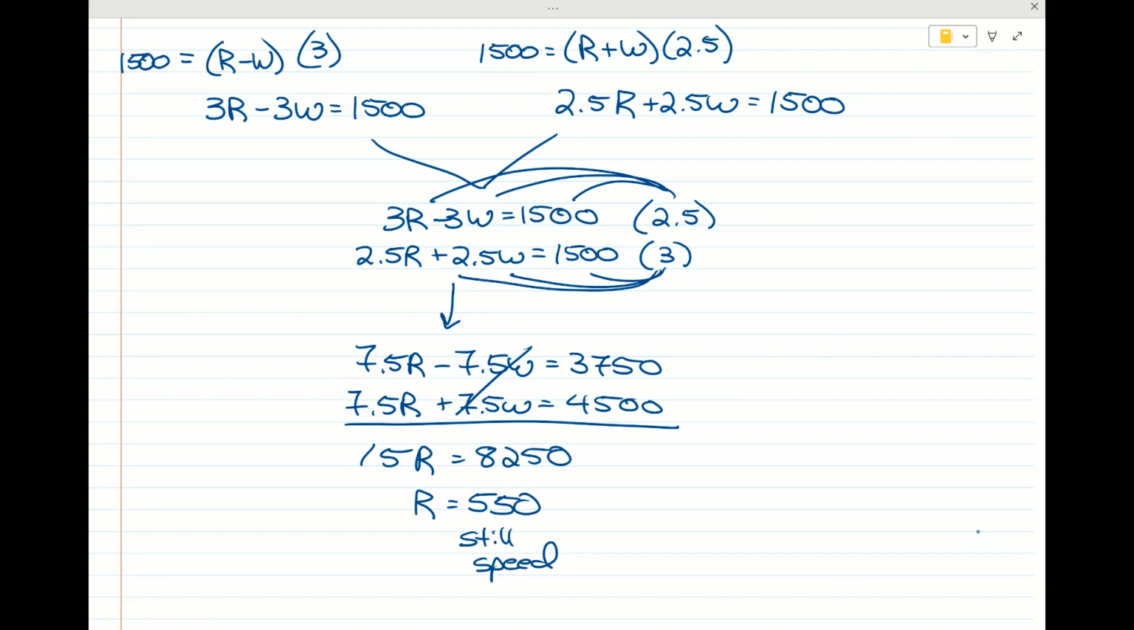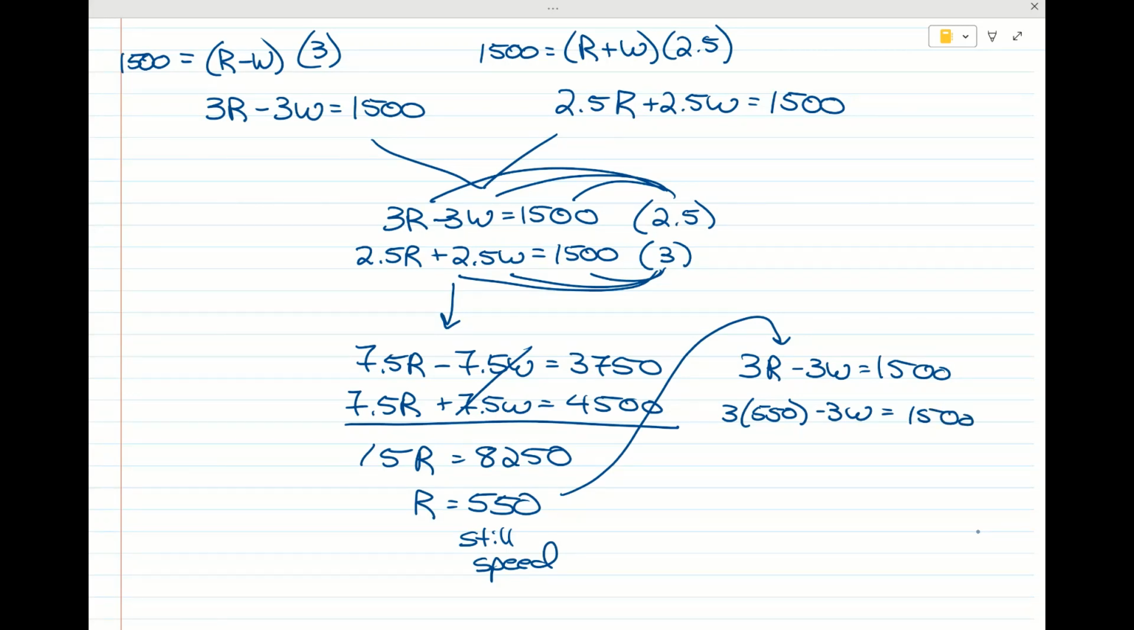And then if we want to find the speed of the wind, 3r minus 3w is equal to 1500. I'm just going to replace r here by 550. And this gives me 1650 minus 3w is equal to 1500, or negative 3w is equal to negative 150. So the speed of the wind is 50 miles an hour.